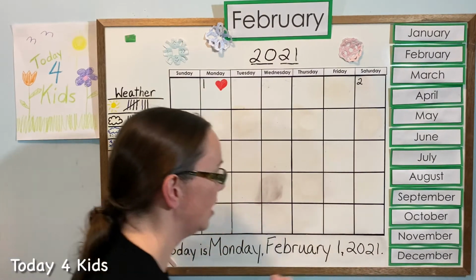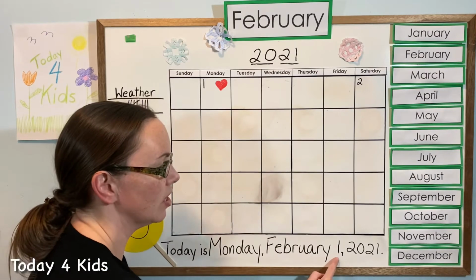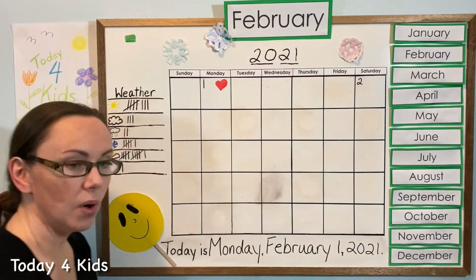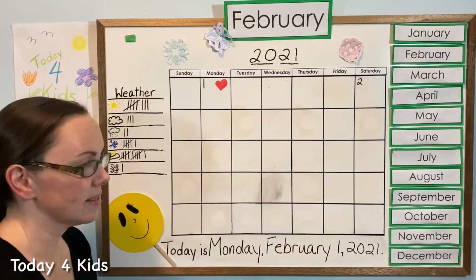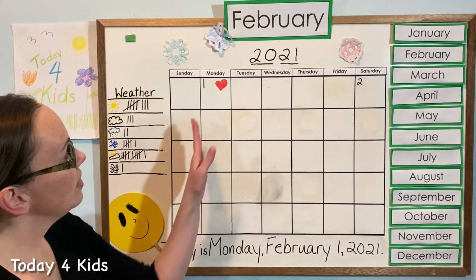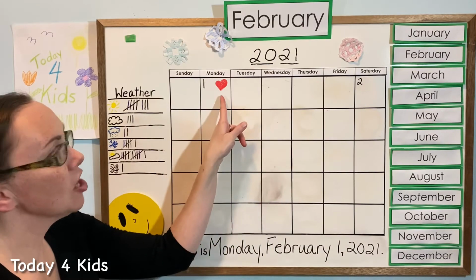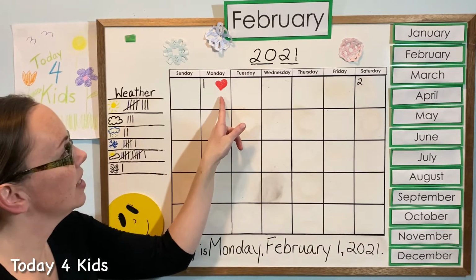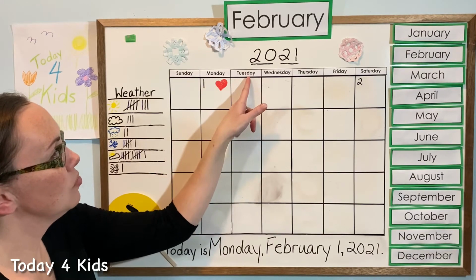2021, and then a period. So today is Monday, February 1st, 2021. And that period tells us to stop. That's the end of our sentence. So we don't have anything to count down today or any patterns, but we are going to start our pattern with a red heart. And tomorrow we will pick a new pattern. So today is Monday, tomorrow will be Tuesday.